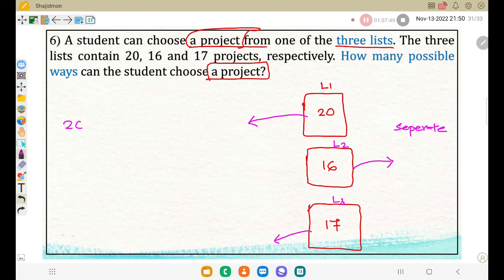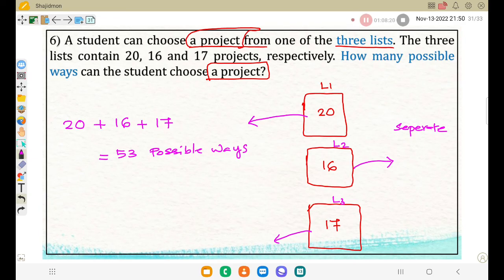List 1 has 20 possibilities plus list 2 has 16 possibilities, list 3 how many possibilities? 17 possibilities. So totally 53 ways, possibilities, 53 possible ways he is getting for selecting one project from these lists. Hope you understood. Here the 3 lists are separate lists, list 1, list 2, list 3. A student can choose one project from any one of the lists.